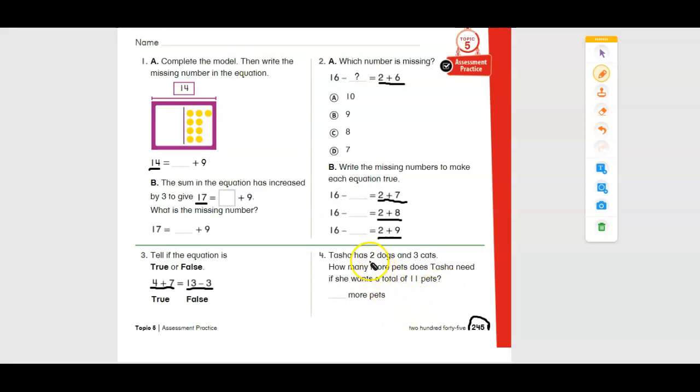So for number 4, you will have to add together the total number of pets she has right now and see how many more she would need to get to a total of 11 pets.